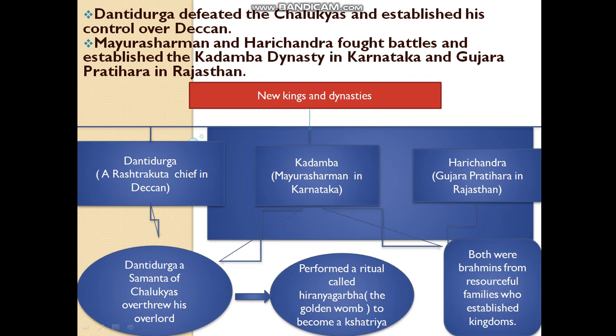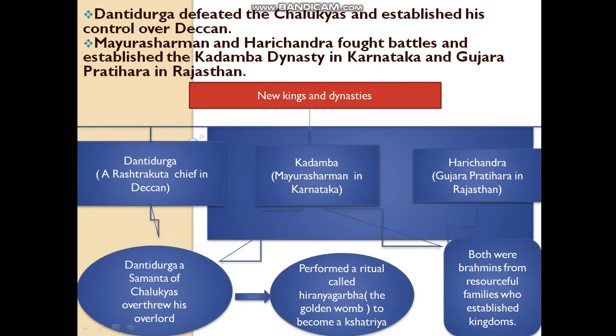Now, as you can see here, the new kings and dynasties had come up. Now, who were the kings and which were the dynasties? Danti Durga, who was a Rashtrakuta chief in Deccan, he came up, and Kadamba, Mayura Sharman, who was in Karnataka, he also fought for power and influence and got into an empire. Harichandra, Gujara Pratihara, they were in Rajasthan.